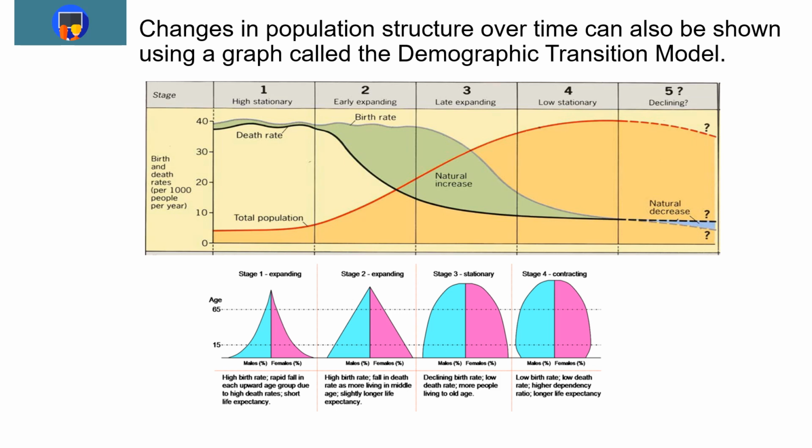What that means is that this part of the model, stage 1, would refer to countries which would be not even classed as LIDCs. So currently no countries are in stage 1. It would really refer to like tribes and very isolated groups of people.